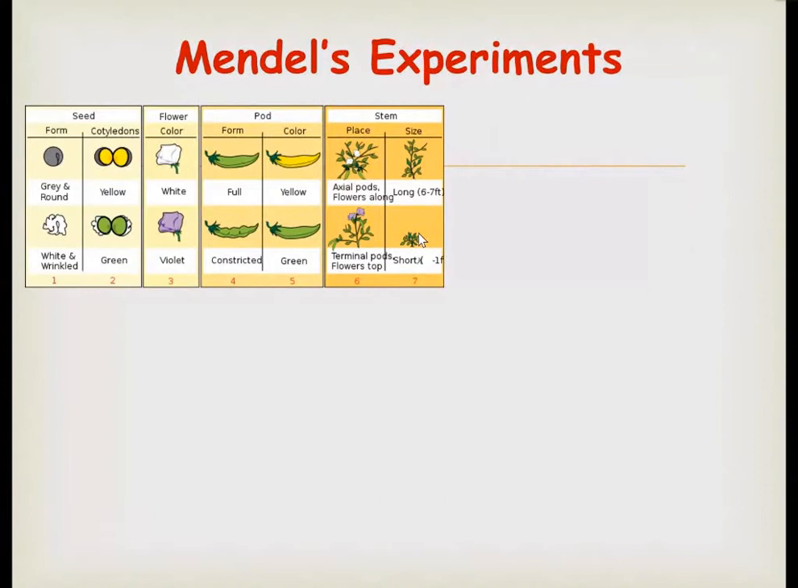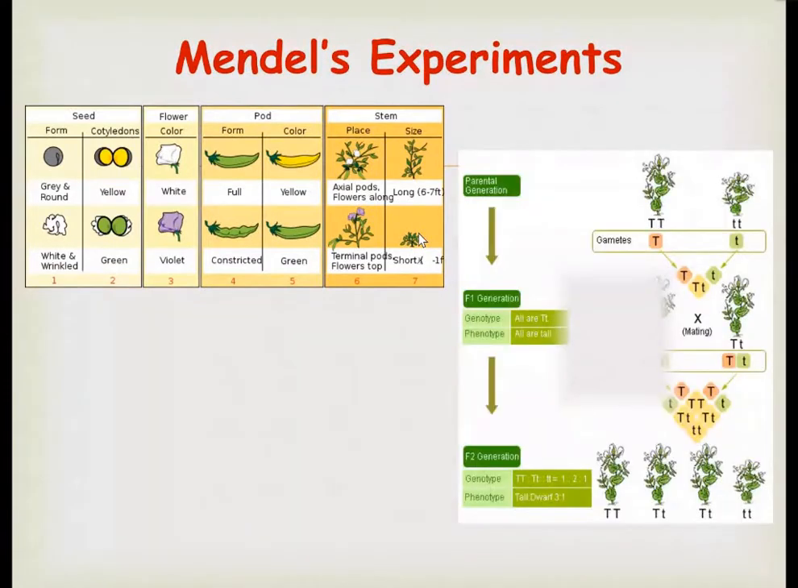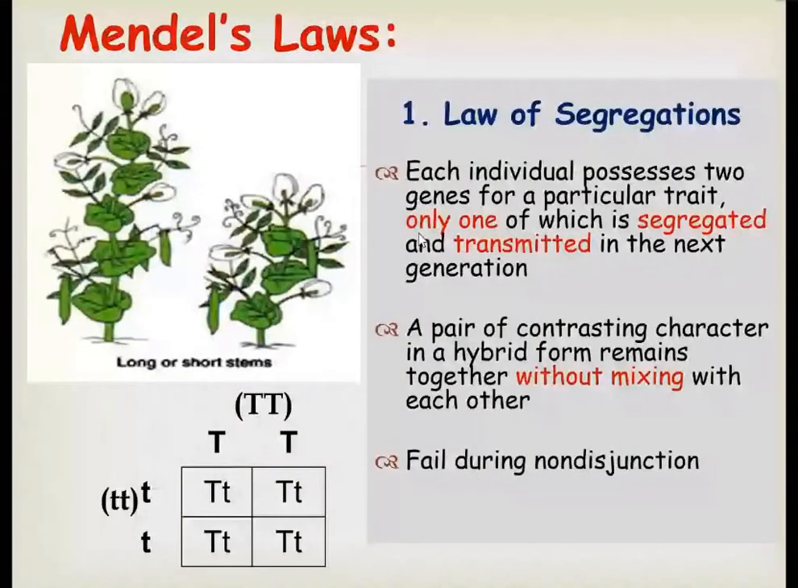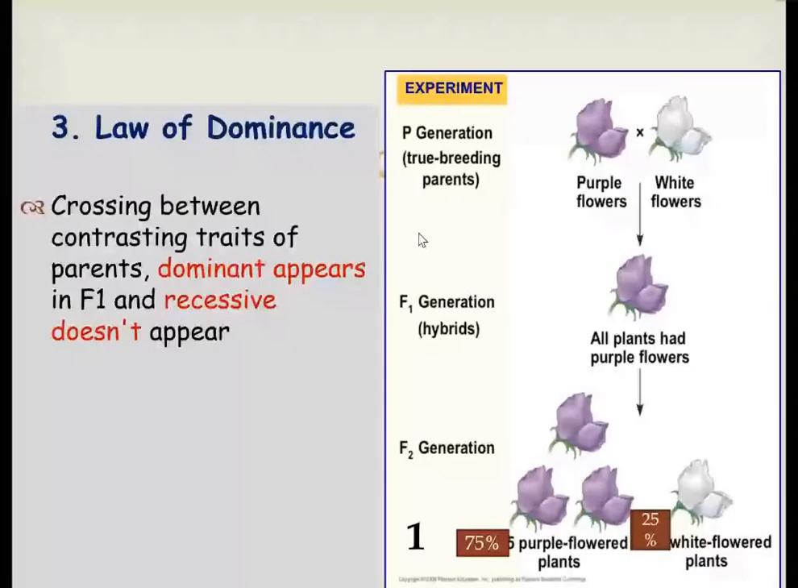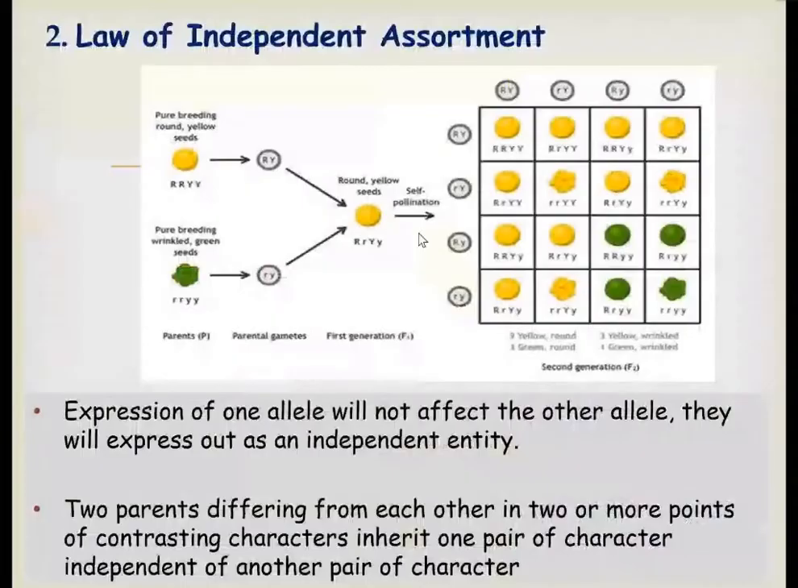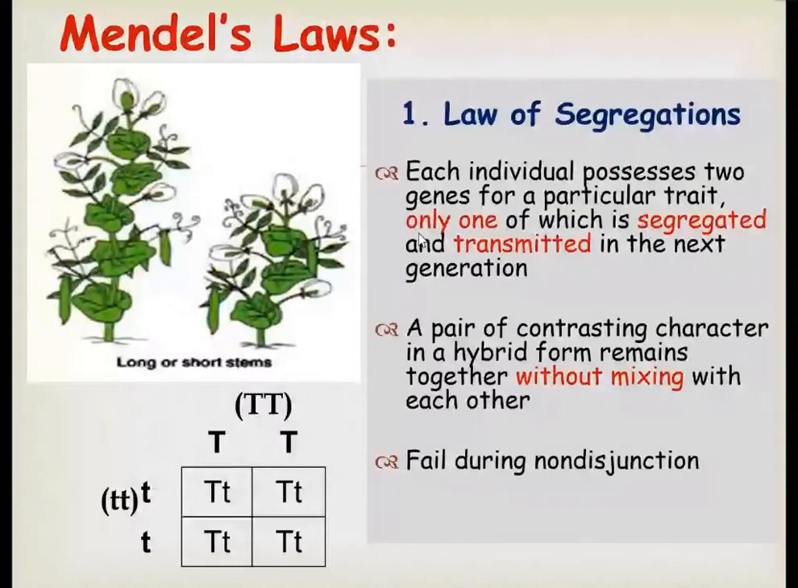He stated the 3 different laws: the law of segregation, the law of independent assortment, and the law of dominance. So these are the 3 different laws. Now just see the law of segregation. It's the long one, and next one is the short stem. So he did cross pollination and artificial pollination between the long and the short stem, and what he found is he stated the law of segregation.